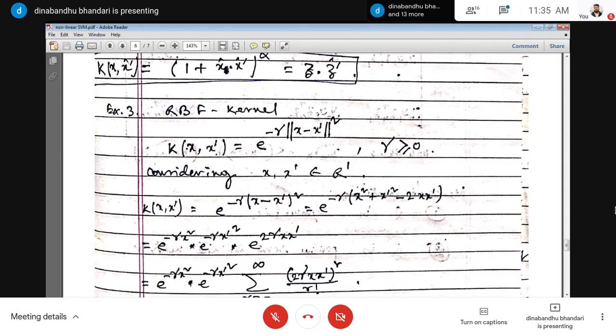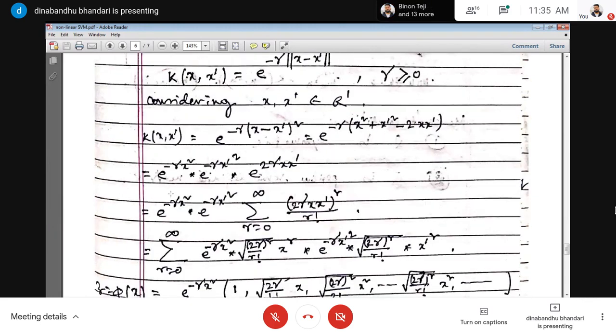Now I have to break it down. This is e^(-gamma x^2) times e^(-gamma x'^2), and then e^(+2 gamma x x'). That's what we got. Now e^(-gamma x^2), you keep it, and this one also keep it. And what about this last term? We know the expansion of e to the power x: 1 plus x plus x^2 by factorial 2 plus x^3 by factorial 3, like that. That is nothing but the sum from r equals 0 to infinity of the term to the power r by factorial r.